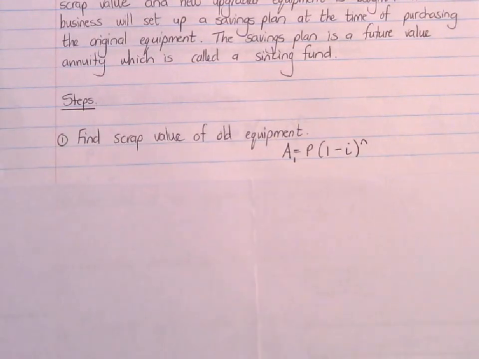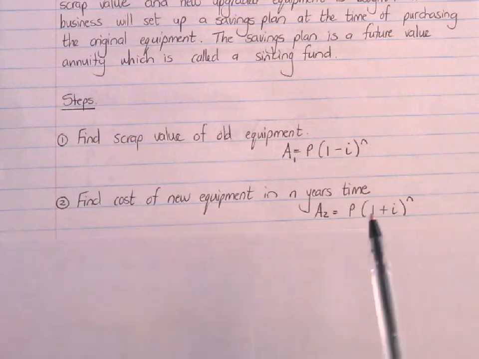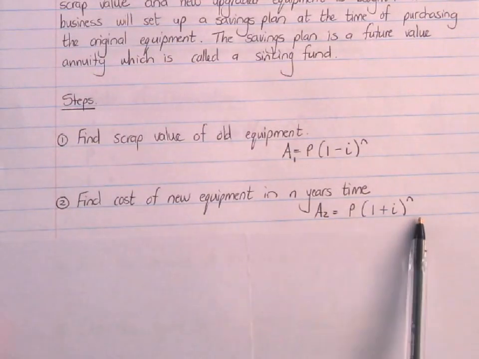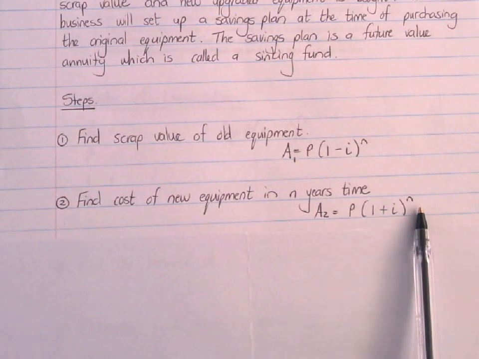The next step is to calculate what the new car will cost in about 10 years' time or 20 years' time. And for that, we use calculated compound interest.